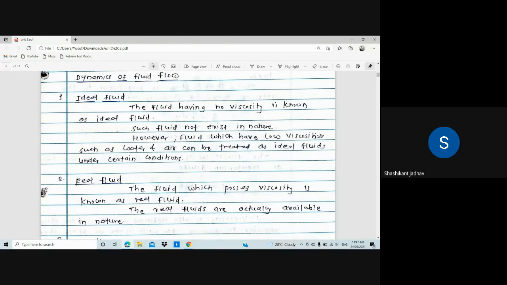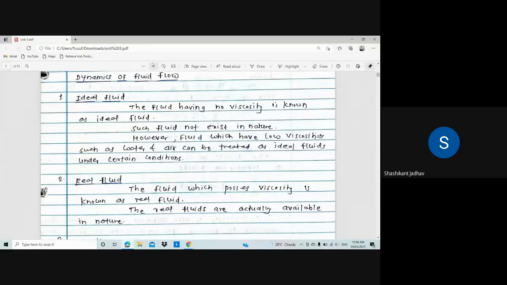However, fluids which have low viscosities, such as water and air, can be treated as ideal fluids under certain conditions.